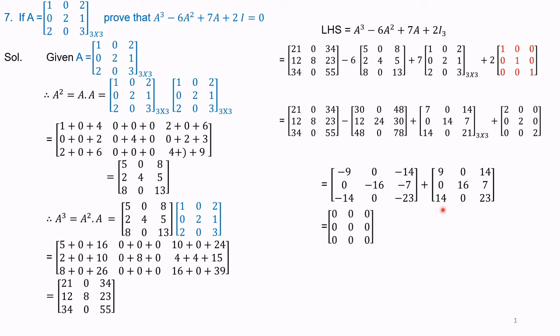Therefore, we get, if we add, minus 9 plus 9 is 0, 0, 0, minus 14 plus 14 is 0, 0, minus 16 plus 16 is 0, minus 7 plus 7 is 0, minus 14 plus 14 is 0, 0, and minus 23 plus 23 is 0. We get the answer as 0. Therefore, that is equal to the right hand side.